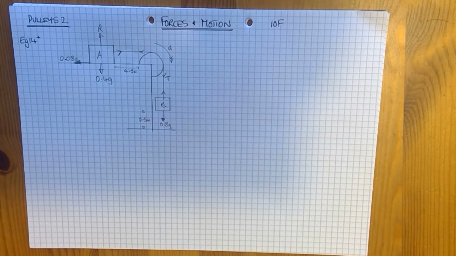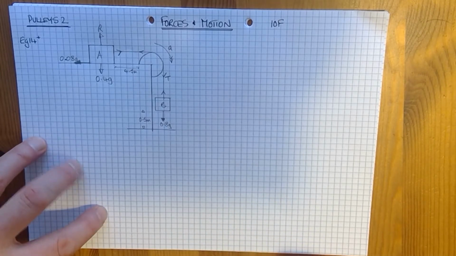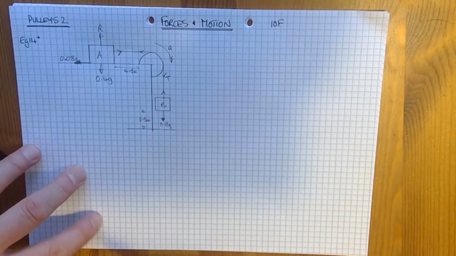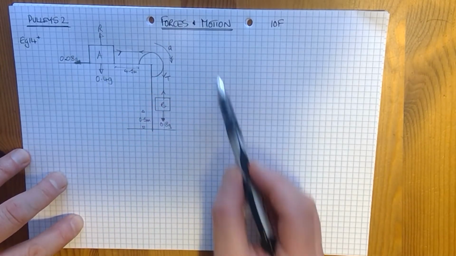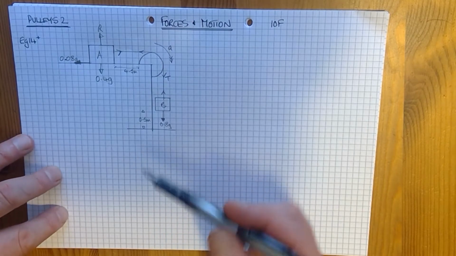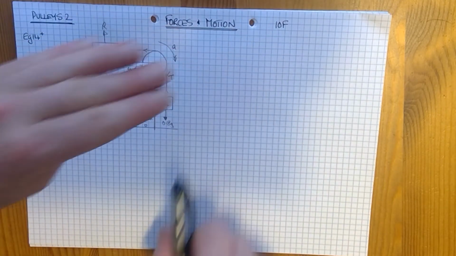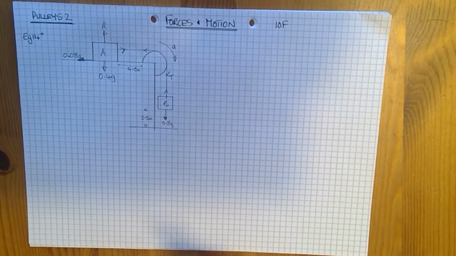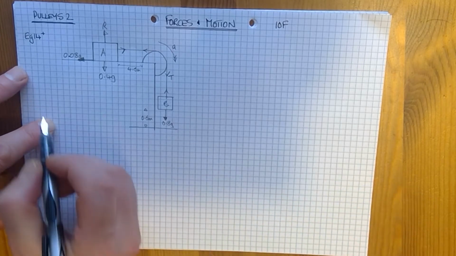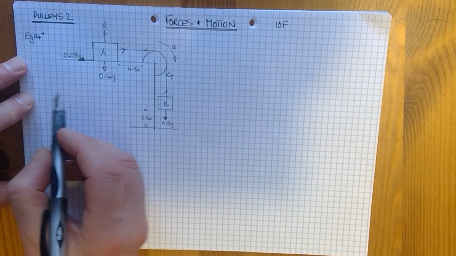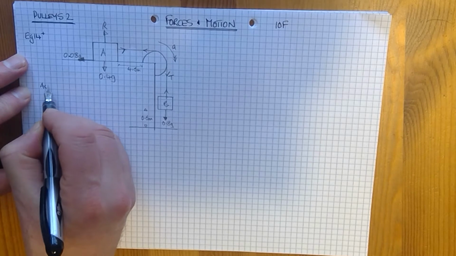Okay, the first part of the question is to work out the acceleration of the system, and I guess the clue's in the word system. We're going to treat the system as a whole. We'll look at all the forces pulling it this way, all the forces pulling it that way, take them away from each other, and get our resultant force. Once we have our resultant force, we can equate that to mass times acceleration, and therefore work out the acceleration. So let's do that.